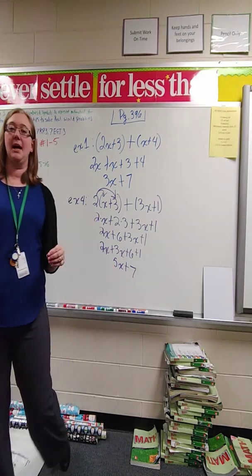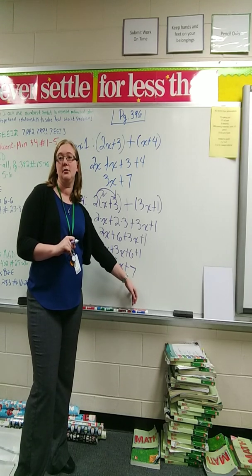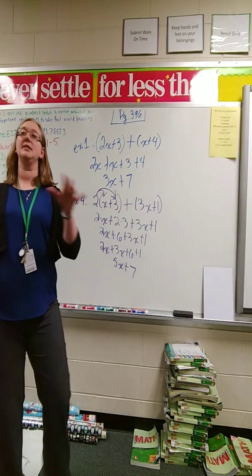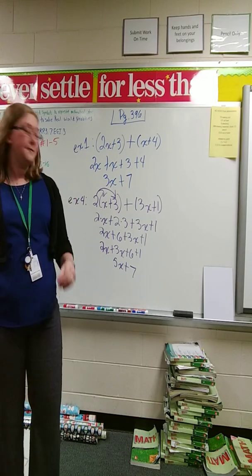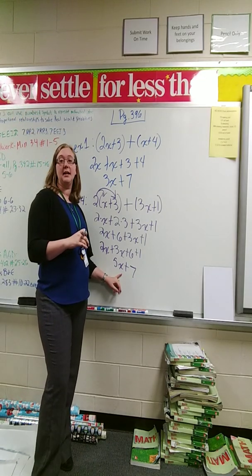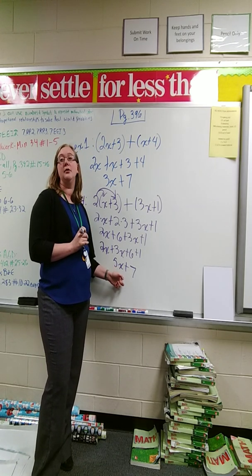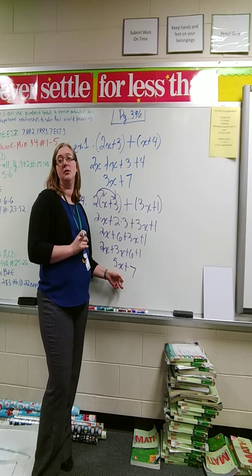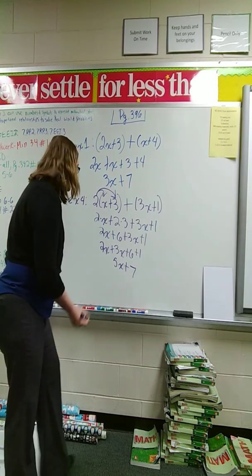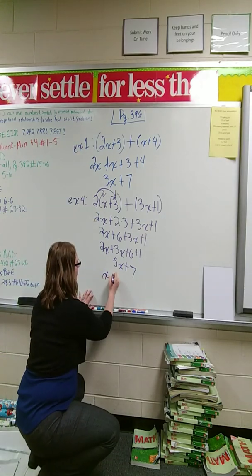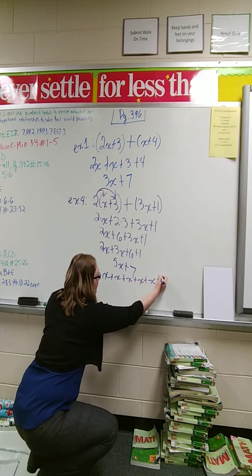I cannot combine x boxes and numbers. I can't count them the same way because they're different. Now, is this really representing x boxes? No. This represents some unknown value that I have 5 of. So if I was going to expand this, this would be the same as x plus x plus x plus x plus x plus 7.